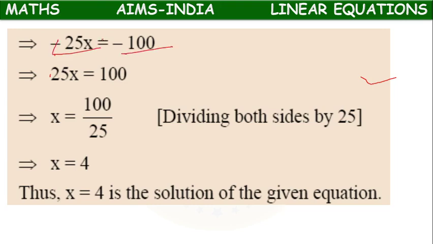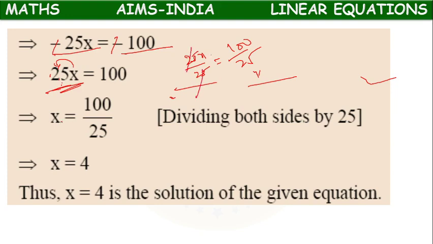Here the minus signs cancel. What is the coefficient of x here? 25. So we have to divide by 25. 25x by 25 equals 100 by 25. With the x coefficient we have to divide LHS and RHS. 25, 25 cancel. x will remain, 100 by 25. x equals 100 by 25, which is 4. So x equals 4 is the solution.